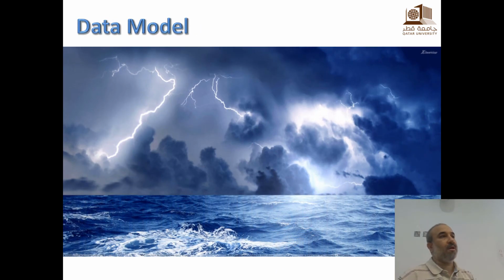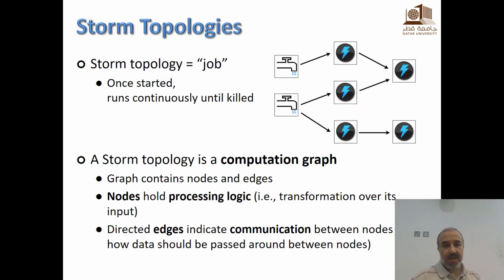So what is the data model in Storm? The job in Storm is called a topology. Okay, and the reason why it is called a topology is that it's actually a graph. And this graph will represent the computations that we are doing with the stream. As you know, a graph contains nodes and edges. The nodes will be the processing elements or processing components. So all the transformations and operations that we want to do will be within the nodes. Edges will indicate how the nodes will communicate.